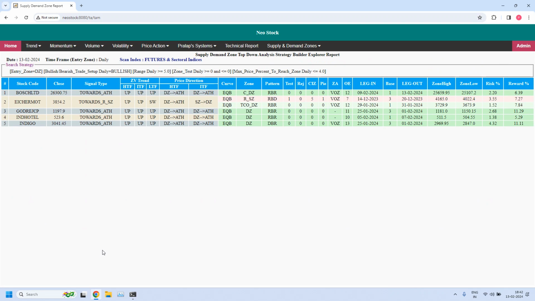1 stock is added, HR Motor. But this is also currently moving towards the supply zone. If due to any reason tomorrow it changes direction and falls down 4% of its price, then we get an entry in this stock.